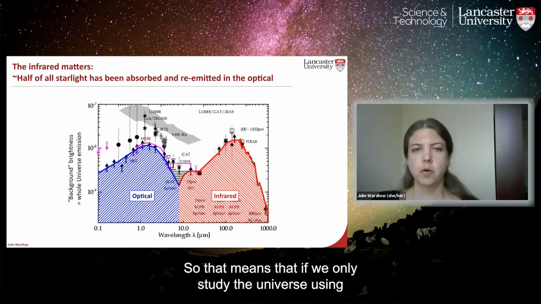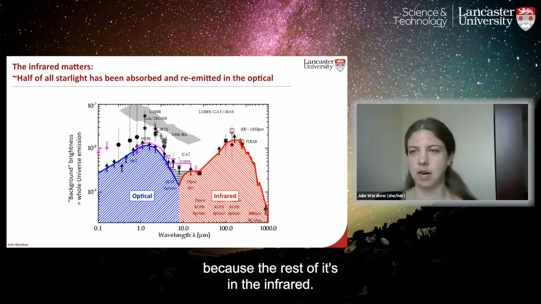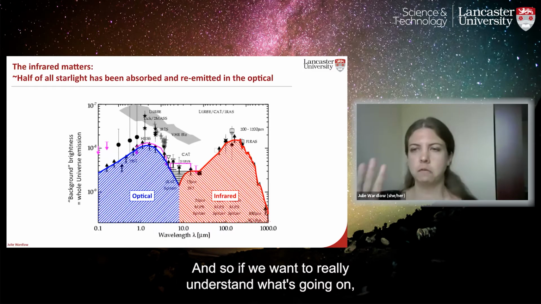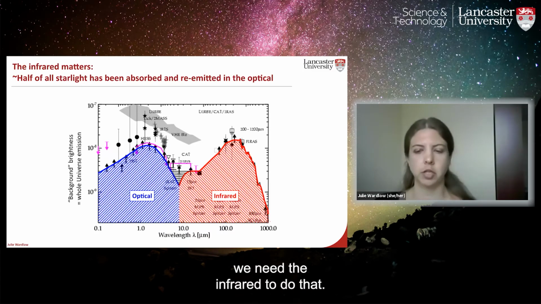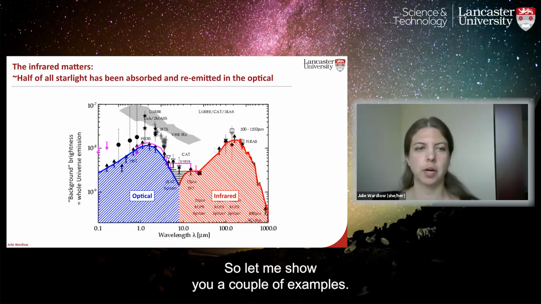And so what we can then detect after it's had that interaction is only in the infrared. So that means that if we only study the universe using optical telescopes, we miss half of what is happening, because the rest of it's in the infrared. And so if we want to really understand what's going on, we need the infrared to do that. So that's maybe a little bit hypothetical. So let me show you a couple of examples.